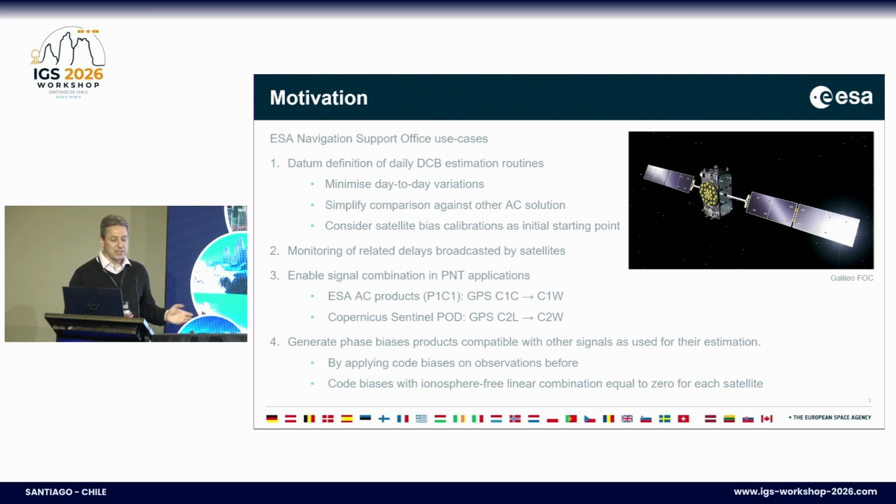For example, our ESA products we are generating today are P1C1 products, but if we look at what is available on Sentinel satellites, we have to convert the observations to make use of our products. The same applies actually for the phase bias products. Here we have to apply the code biases to the observations before, so in the end, we can process the ionosphere-free linear combination, assuming that the satellite biases are equal to 0.